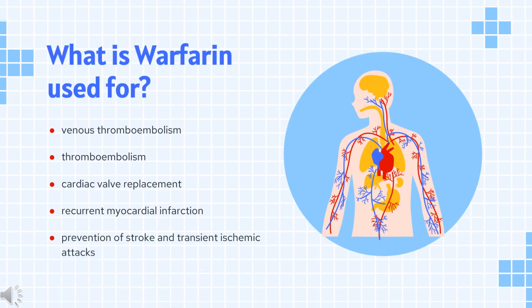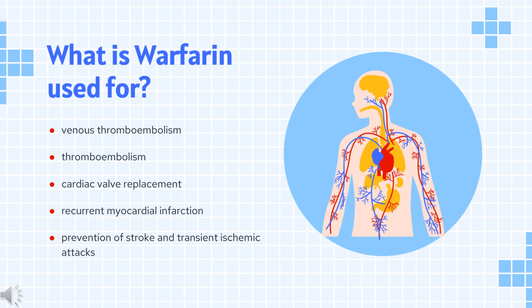What is warfarin used for? 1. Prophylaxis and treatment of venous thromboembolism and related pulmonary embolism. 2. Prophylaxis and treatment of thromboembolism associated with atrial fibrillation. 3. Prophylaxis and treatment of thromboembolism associated with cardiac valve replacement. 4. Use as adjunct therapy to reduce mortality, recurrent myocardial infarction, and thromboembolic events post-myocardial infarction.